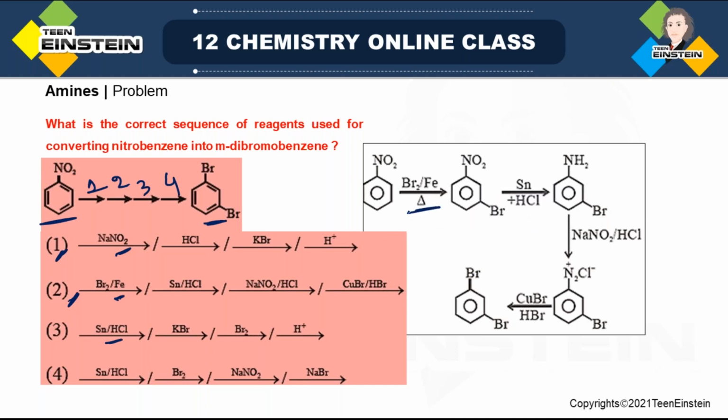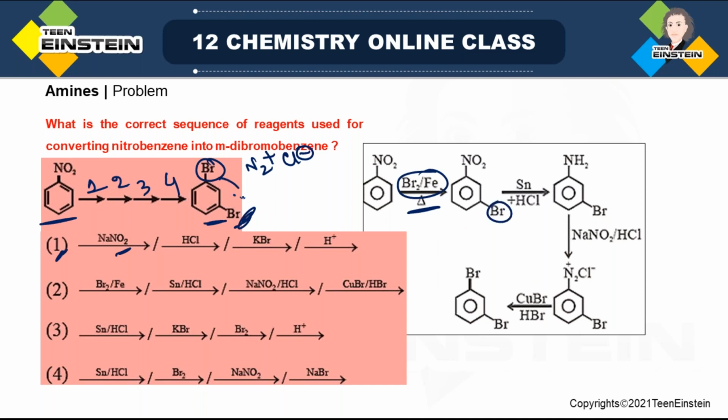sorry, what I mentioned, it should be bromine and Fe first, because if you have already converted to N2+ Cl-, that is if you use the reducing agent first, the problem is it will be converted to NH2. But remember, in the final product, there are 2 bromines. One bromine you can get from N2+ Cl-, but the other bromine must be coming from some bromination agent. So that is why first we are doing this bromination of nitrobenzene. Nitro is meta orienting group, so Br is inserted meta.